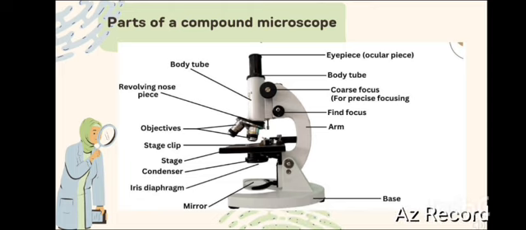Okay, now we will check what the different parts of a compound microscope are, and all these parts have different functions. The parts are given in the picture, so look at the picture. In the topmost position there is the eyepiece. Next is the body tube. There are the coarse focus knob and fine focus knob, arm, base, revolving nose piece, objectives, stage clip, stage, condenser, iris diaphragm, and mirror. These are the different parts of a compound microscope.